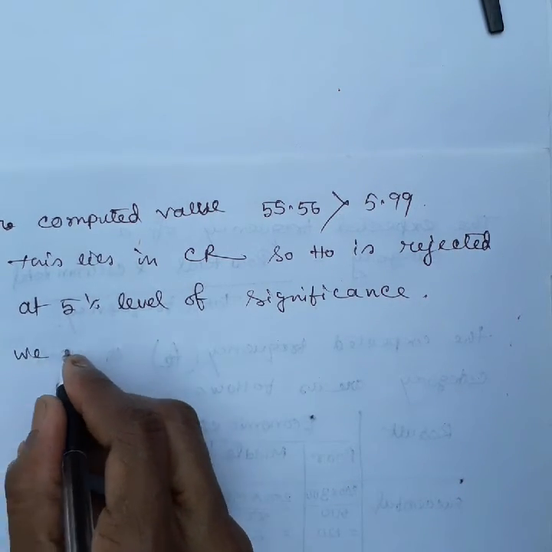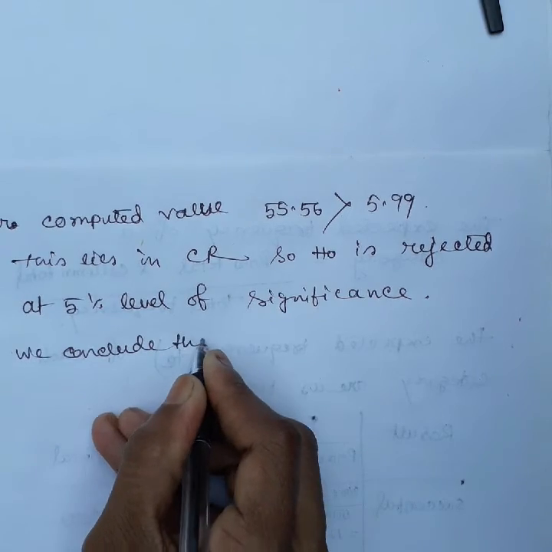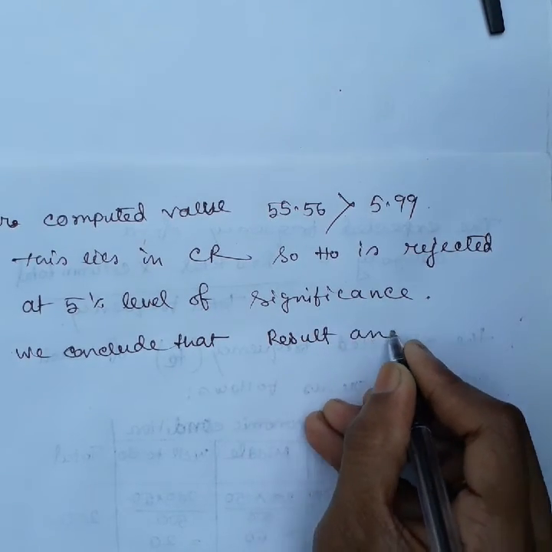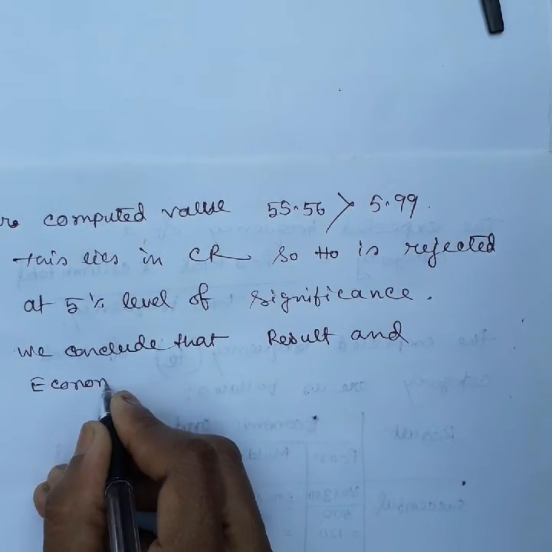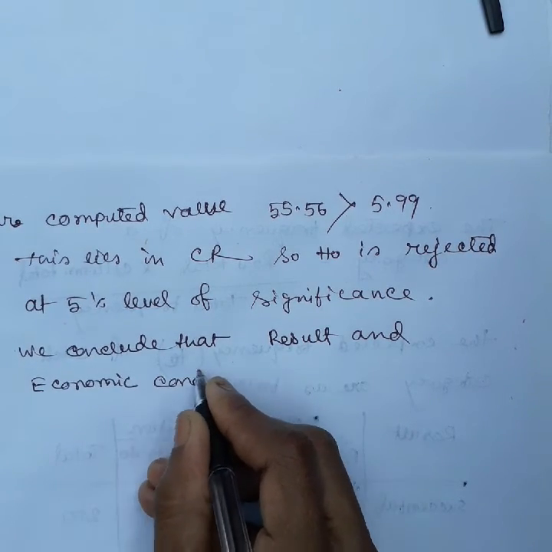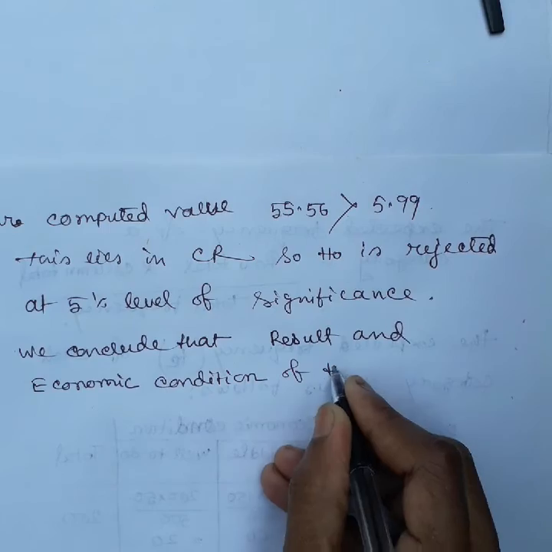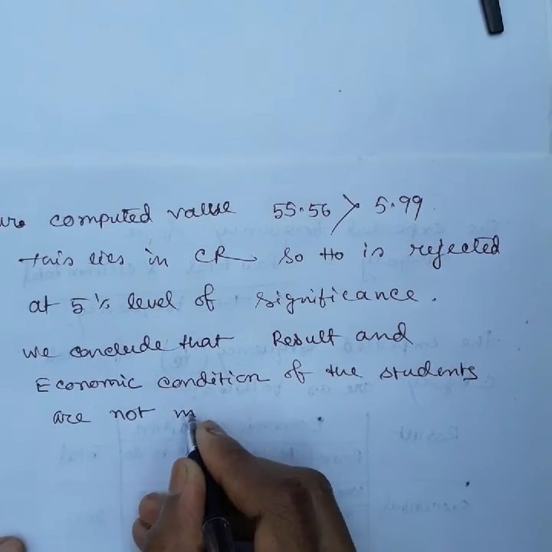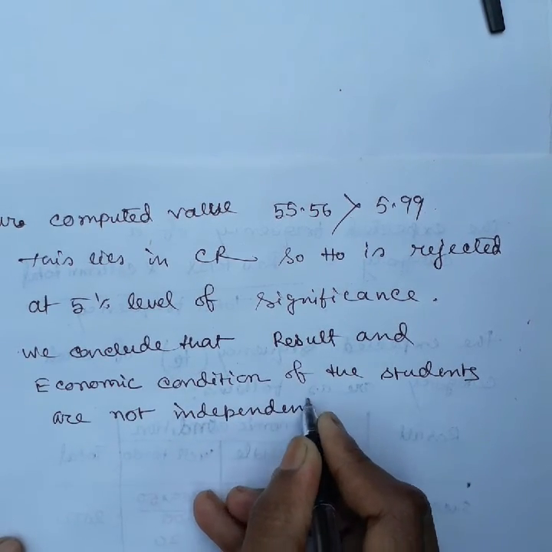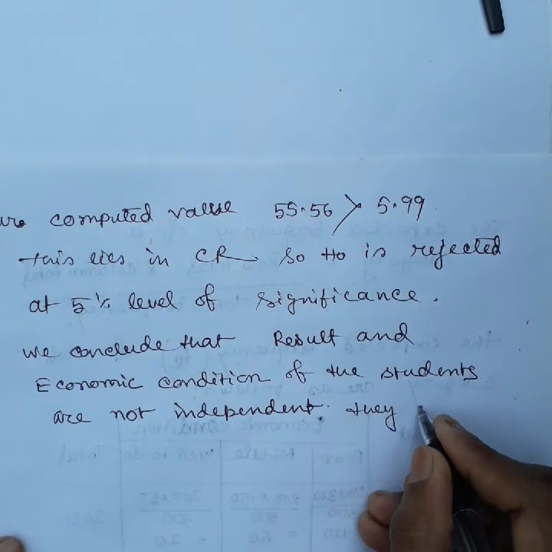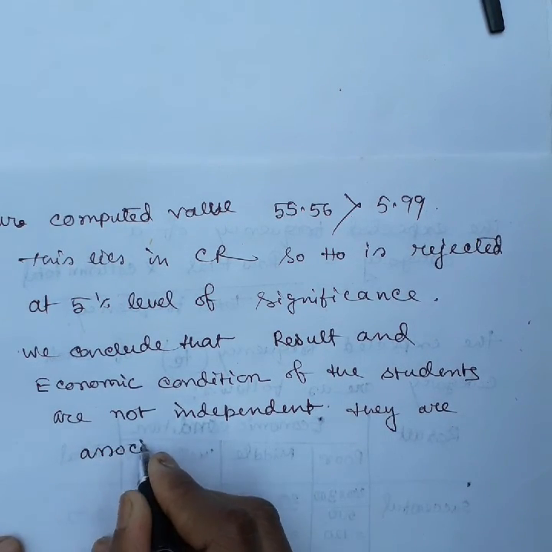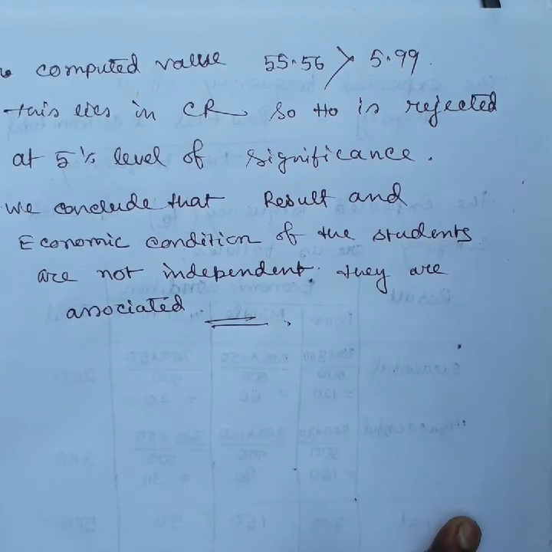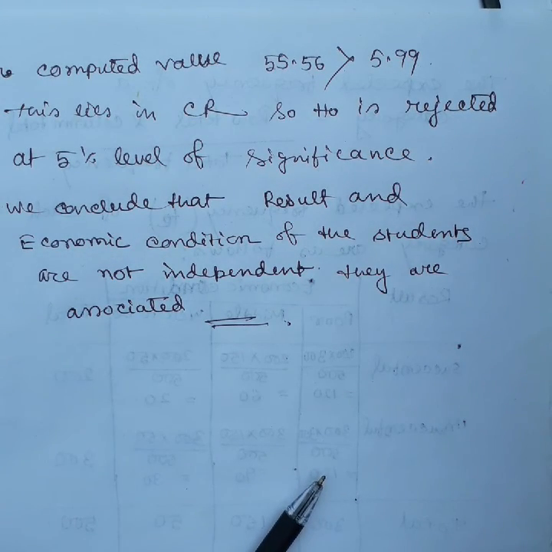Okay, so we conclude that the result and economic condition of the students are not independent. They are associated. Okay, so next day we will discuss another example of this topic.